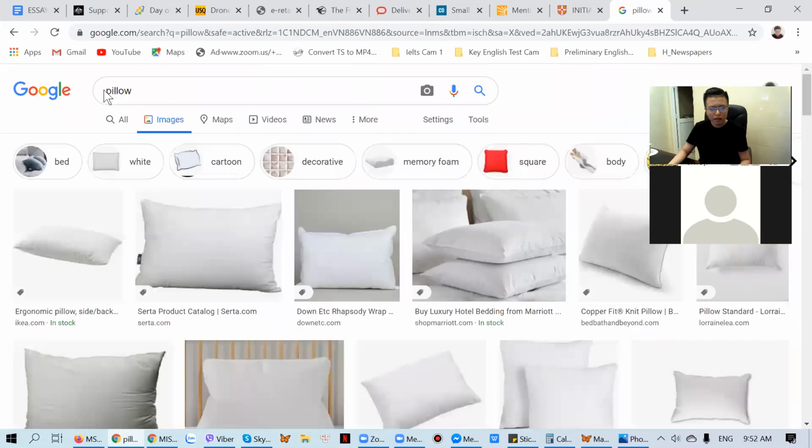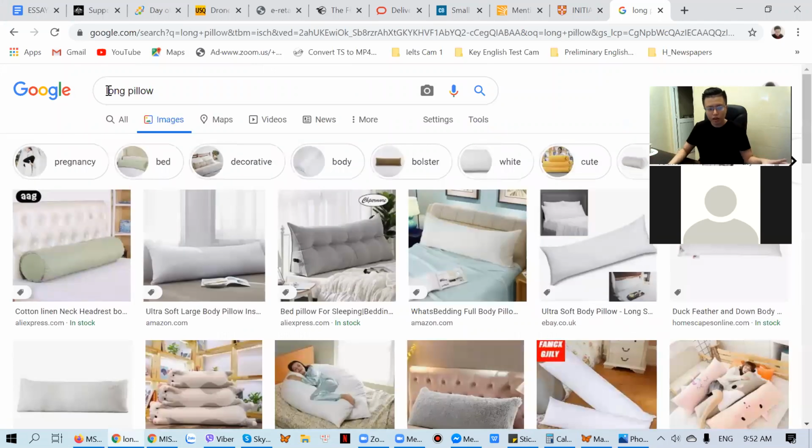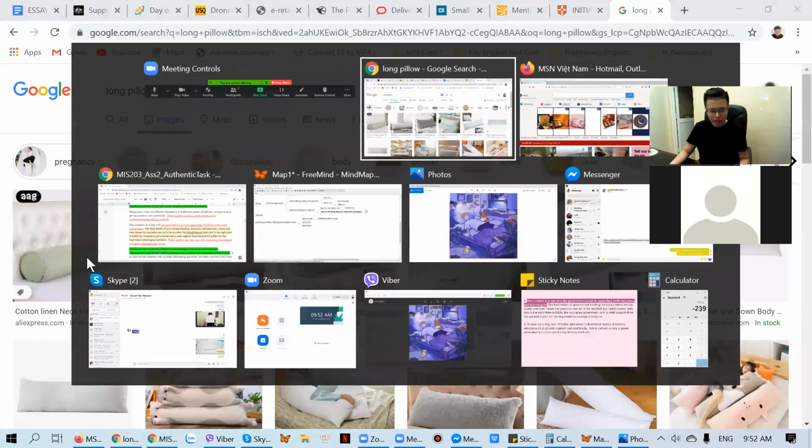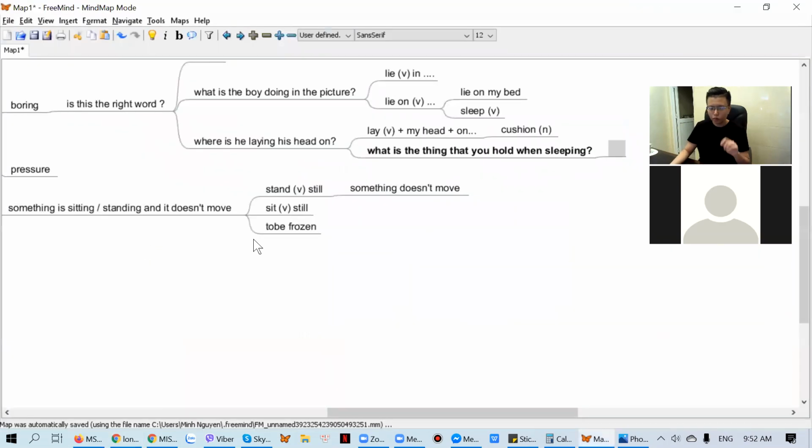And that is a very long pillow in Vietnam. In Vietnam we have a very long pillow and we can use the long pillow to feel cozy and to chill out in the evening. So here you have the word, the first word that is cushion.